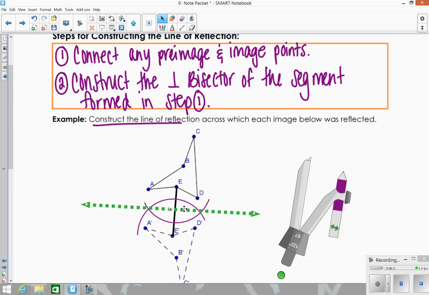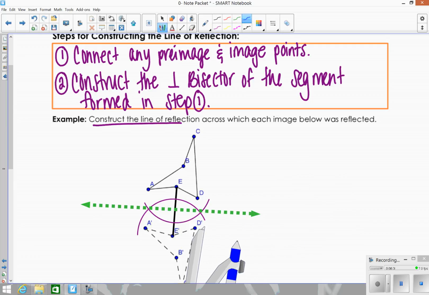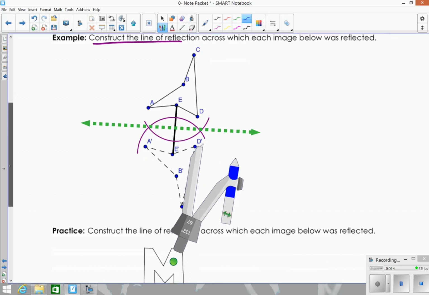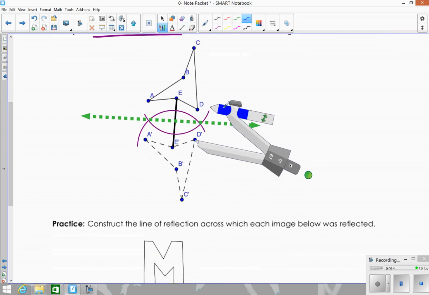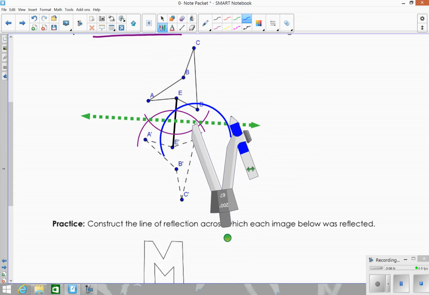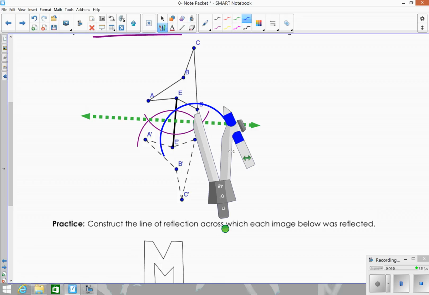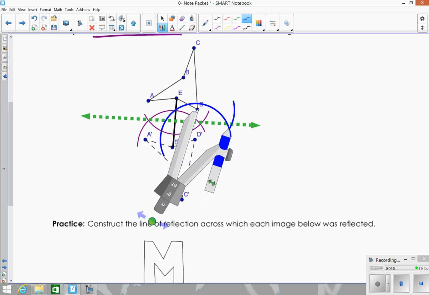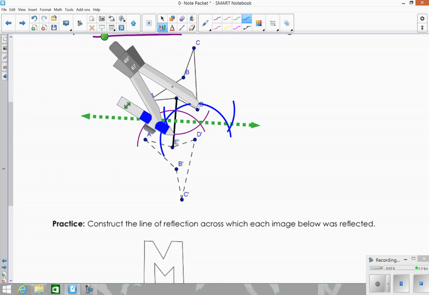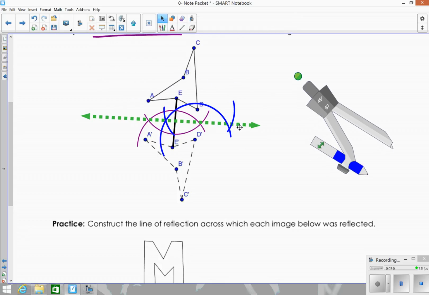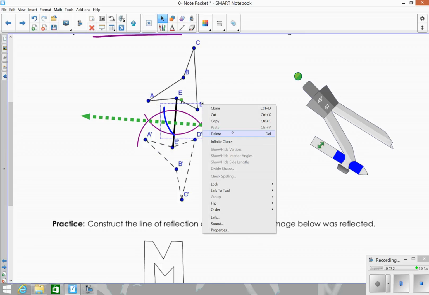Let me show you quickly. If I were to use D and D prime, I'm not going to actually connect them. But if I take my compass and go to D prime and draw my arcs, and then go to D and draw my two arcs, do you see how the line of reflection would be the same? My line's a little bit off because I'm having trouble moving it, but the line of reflection is the same. So you only have to do one set of arcs. You don't really need these blue ones, but I wanted to show you that you get the same result. I'm going to go ahead and delete those, because I only want you to see that you only need one set.